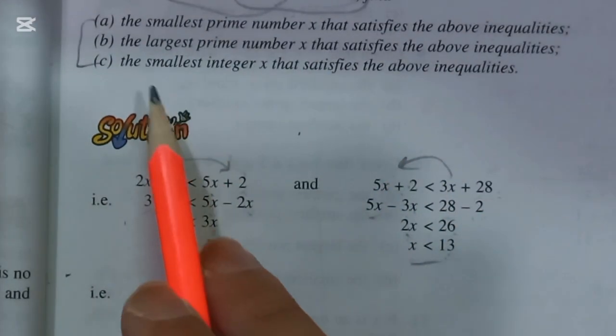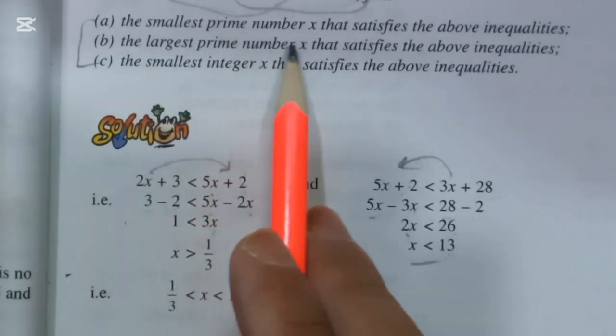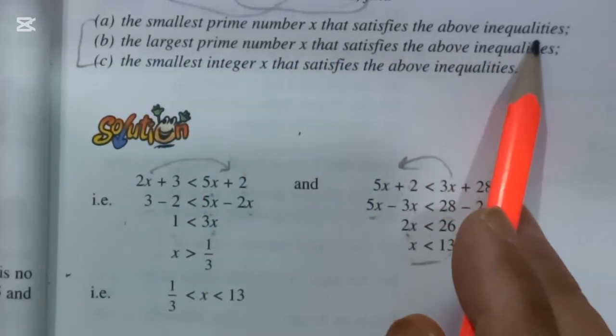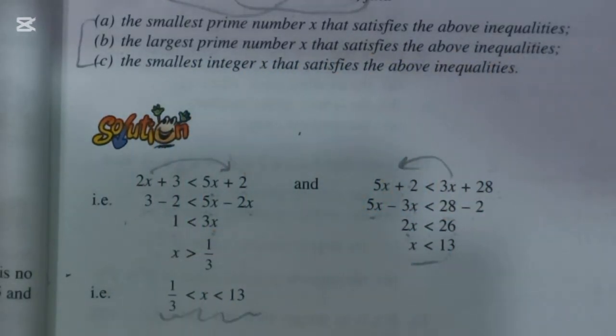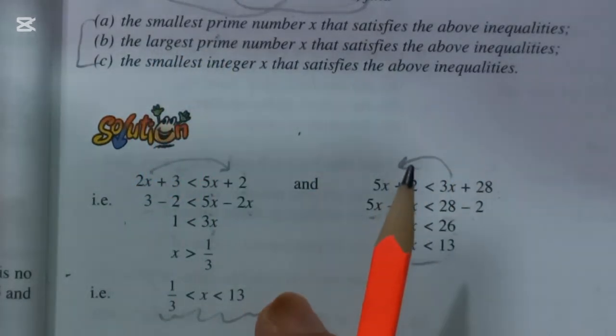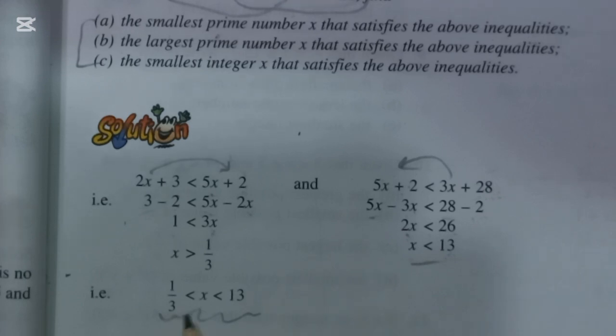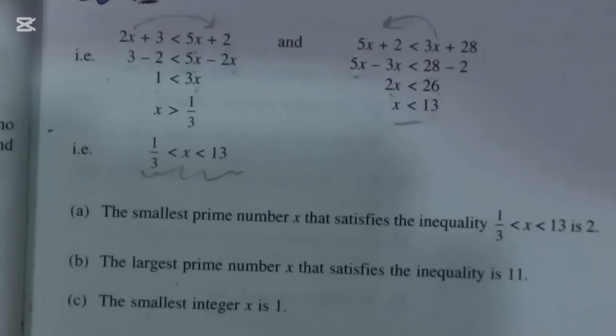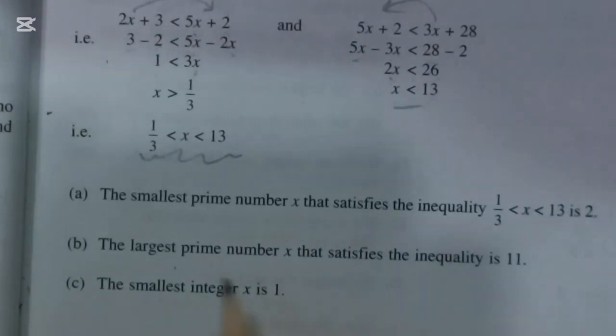Okay, look now at the top, the requirement is the smallest prime number x that satisfies the above inequality. So in this limit, we have to find the smallest prime number, and the prime numbers, you know, start from 2. So x is greater than 1 by 3 and less than 13, so 2 will be the smallest prime number in this range. So the smallest prime number x that satisfies the inequality is 2.